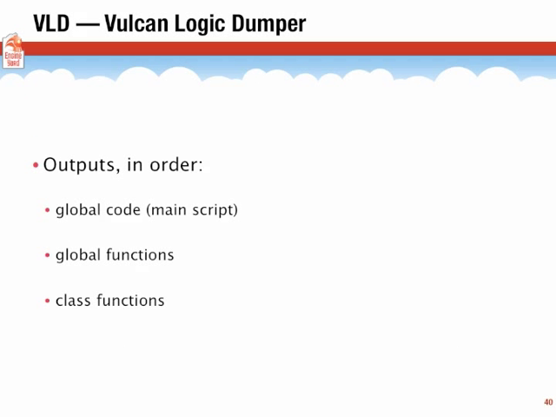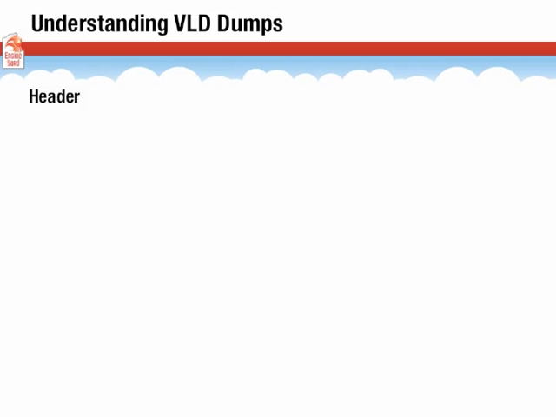VLD will dump the opcodes to the terminal, and it does so in a specific order. First, it will dump the global code, known as the main script, followed by global functions, and finally class functions. These dumps can be pretty confusing to look at, but they're pretty simple once you know what's what. You will get a complete dump for the main script, and then one for each global or class function.